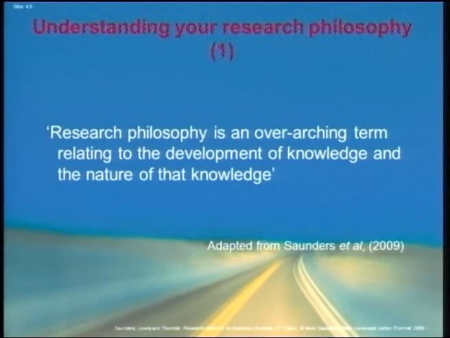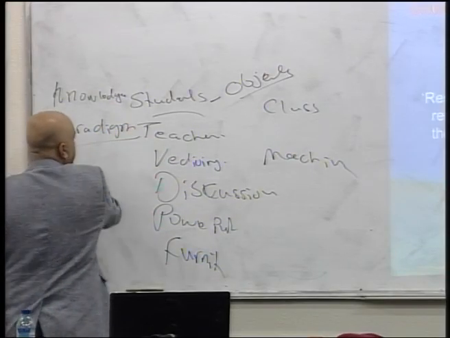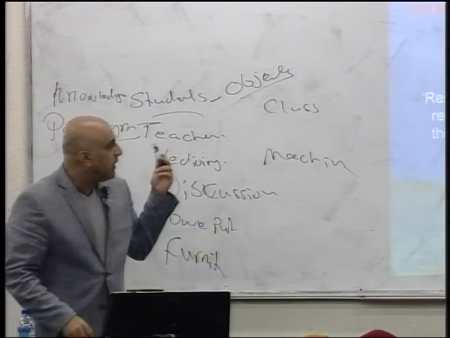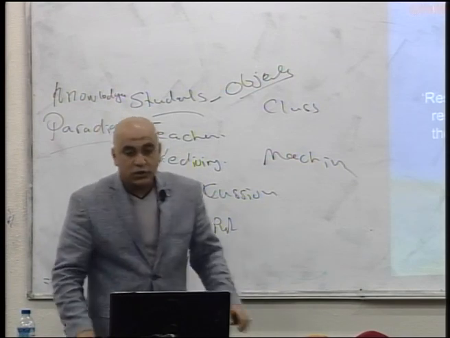So the research philosophy is much related to how the knowledge is developed. How was knowledge developed? It is much related to the knowledge paradigm. They call it the knowledge pyramid. Also, I will go into details about the knowledge paradigm.